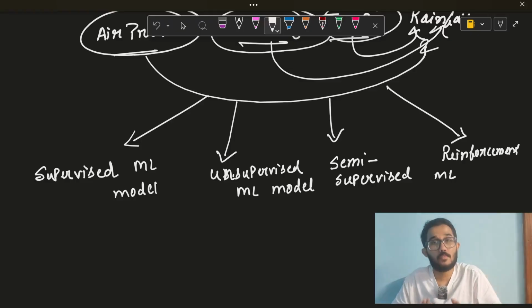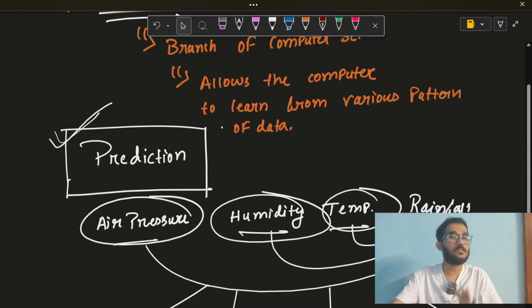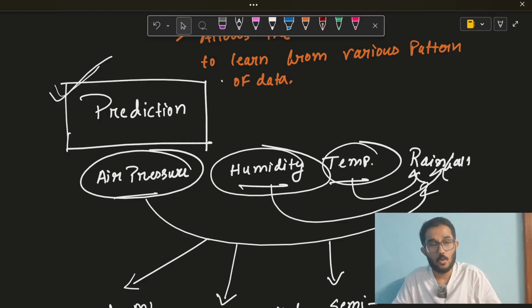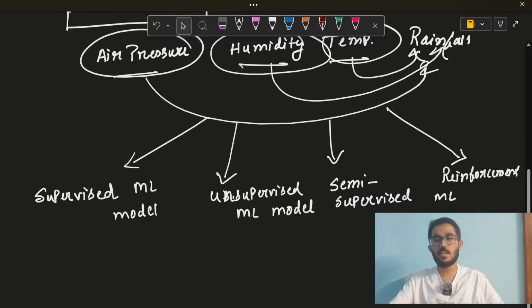Now, what will we be learning in this ML playlist? We have just got an idea of what ML is. ML is a branch of computer science needed for understanding patterns, by which our computer understands the pattern of the data without human intervention. Without a human giving or interrupting anything, our computer will automatically understand the pattern of the data. That is what we have understood. And we have four ML models: supervised, unsupervised, semi-supervised, and reinforcement machine learning.